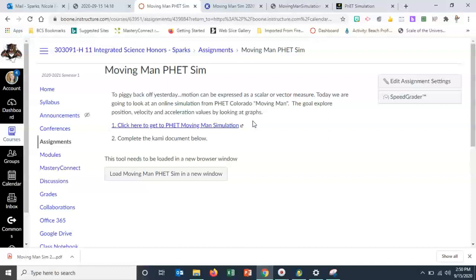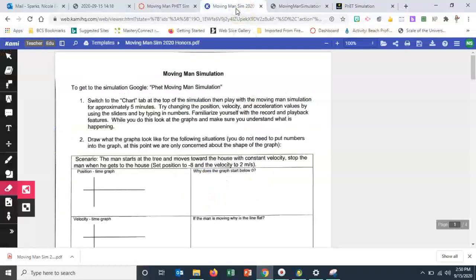Clearly, we've only talked about position with scalar and vector models. However, we're going to be moving into velocity and acceleration. So we're going to go ahead and introduce them today. You're going to click in here, and I've already got it open for you, which is our CAMI document that's going to allow us to write all over this and fix our charts and write an explanation for them. So first off, to get started, you need to Google PHET, Moving Man Simulation.